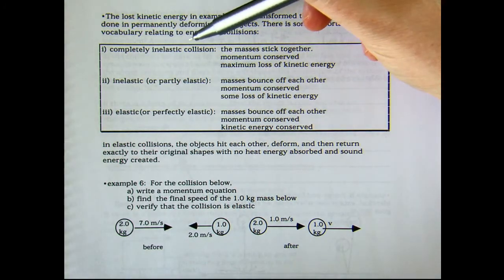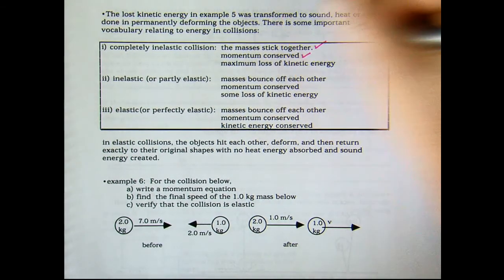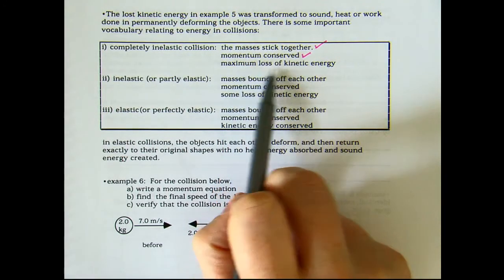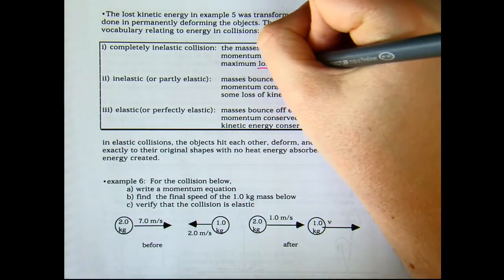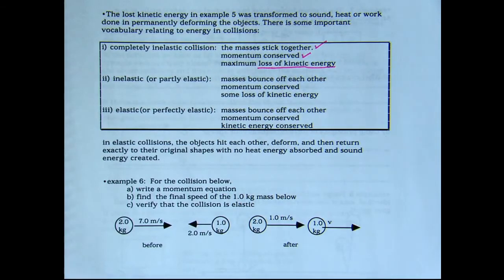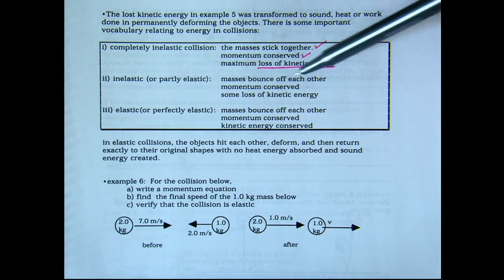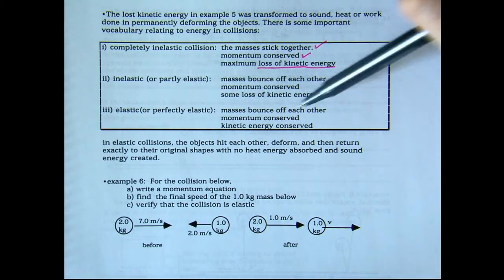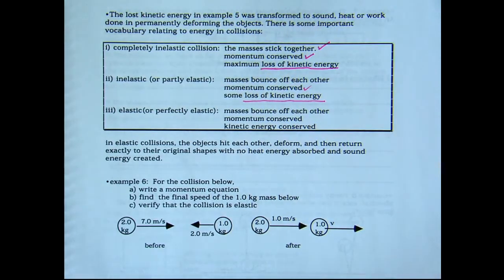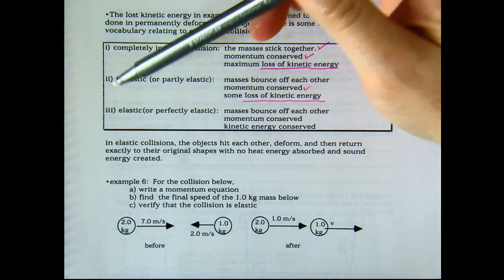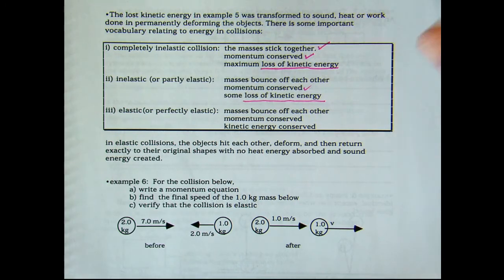So in a completely inelastic collision, our objects stick together, momentum is conserved, and there is a maximum loss of kinetic energy. That one's kind of vague. The idea here is that there's a loss of kinetic energy. In an inelastic or partially elastic collision, the masses bounce off each other, momentum is conserved, and there is some loss of kinetic energy. But momentum is conserved still. In a perfectly elastic collision, the masses bounce off each other, momentum is conserved, and kinetic energy is conserved.